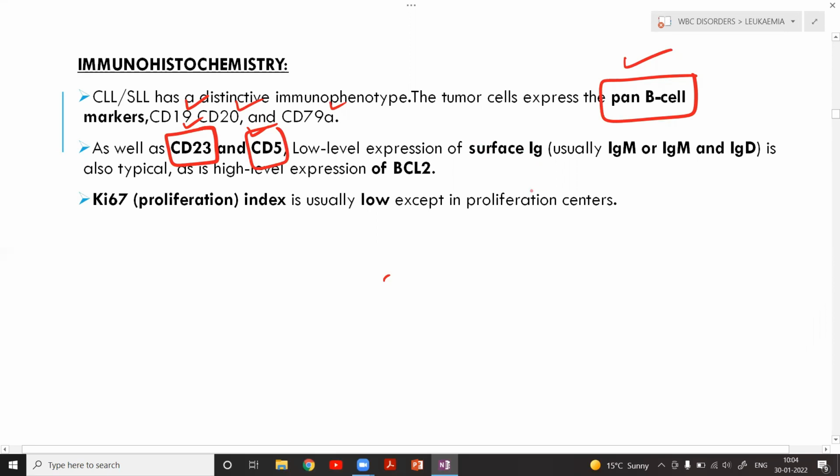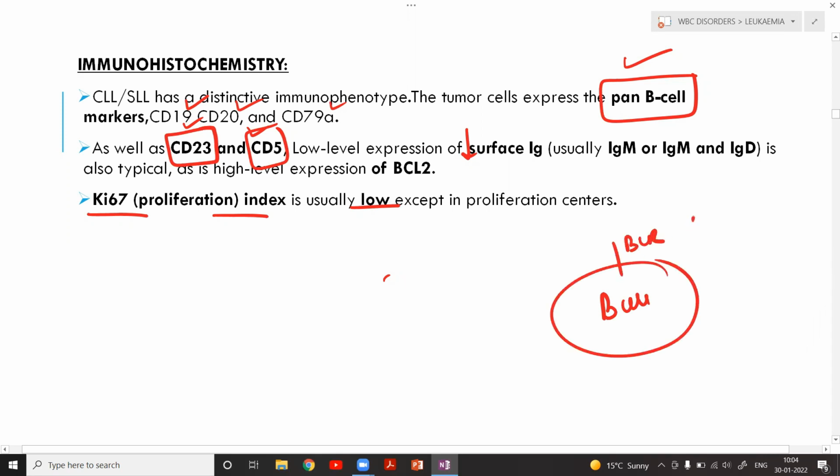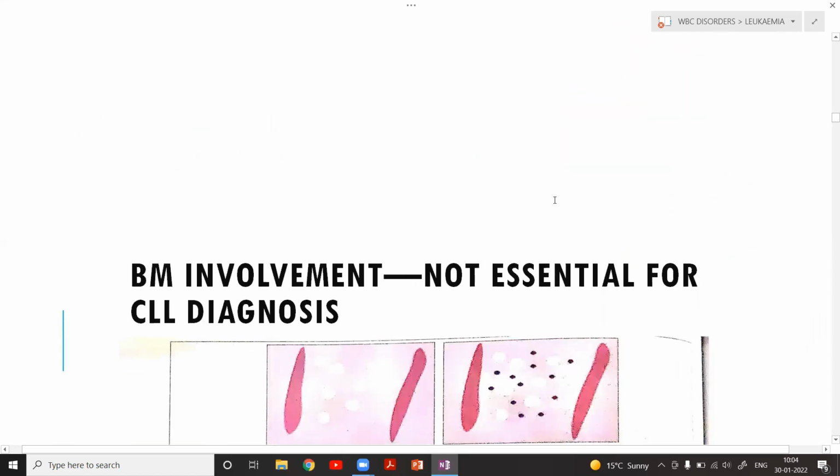Remember, these tumors are not highly proliferating tumors, so the Ki67 index is usually low. One other thing is that they have a decreased expression of surface immunoglobulin. All B cells express B cell receptors, which are nothing but IgM or IgD. This expression is seen in all the B cells, but here the expression of surface immunoglobulins is decreased. They also have increased expression of BCL2, especially in the proliferation center. Is the immunohistochemistry of SLL, CLL clear?